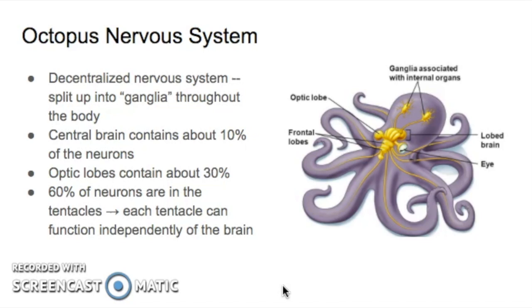Alright, so an example of another nervous system in another animal that's very different from ours is the octopus's nervous system. This is a decentralized nervous system where all the neurons are split up into ganglia throughout the body, essentially clusters of neurons. Now, the central brain contains about 10% of the neurons, only 10%, while the optic lobes contain about 30%. 60% of the neurons are located in the tentacles. As such, each tentacle can function independently of the brain and of each other.